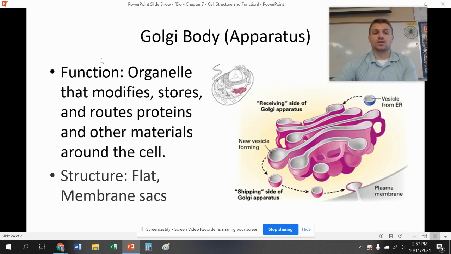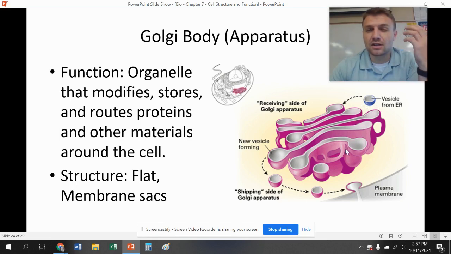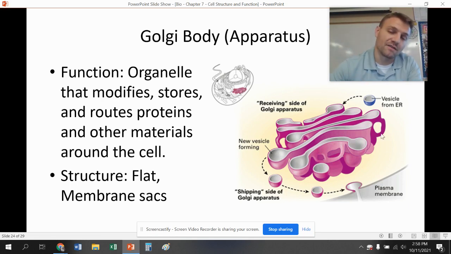The Golgi body, also known as the Golgi apparatus. This is an organelle that modifies, stores, and routes proteins and other materials around the cell. It's made of flat, almost membrane containers. They're a little bit different than the vacuoles that we just talked about, but this is like a UPS center. This is going to do all the packaging, and it's going to send materials all around the cell. If you want to send something to another state, you're going to send it to UPS first, and they're going to send it for you. That's what the Golgi body does.